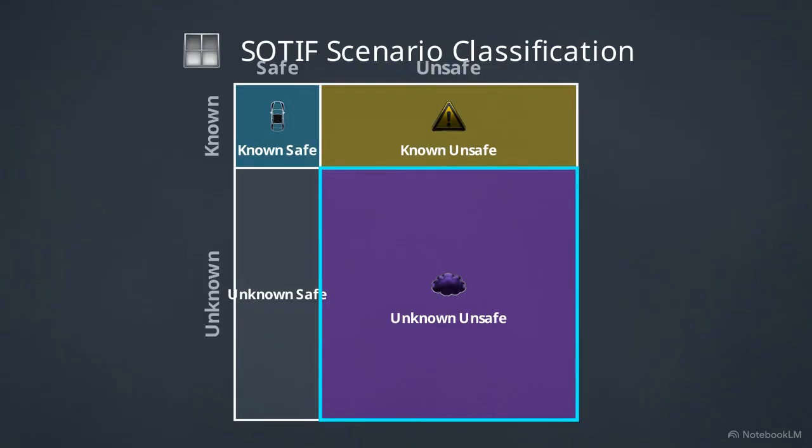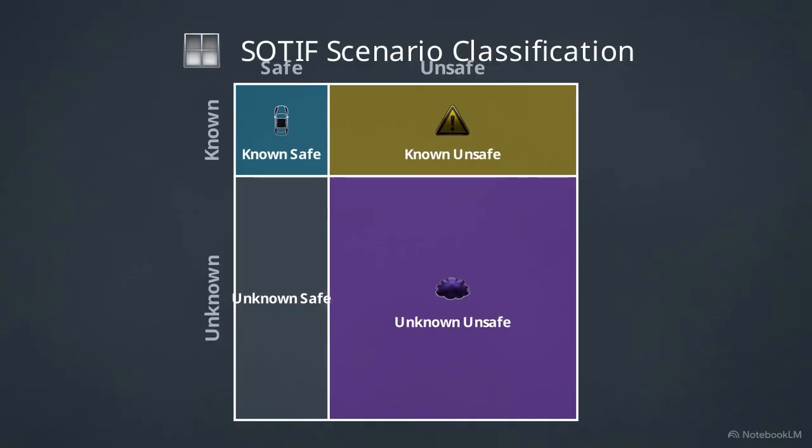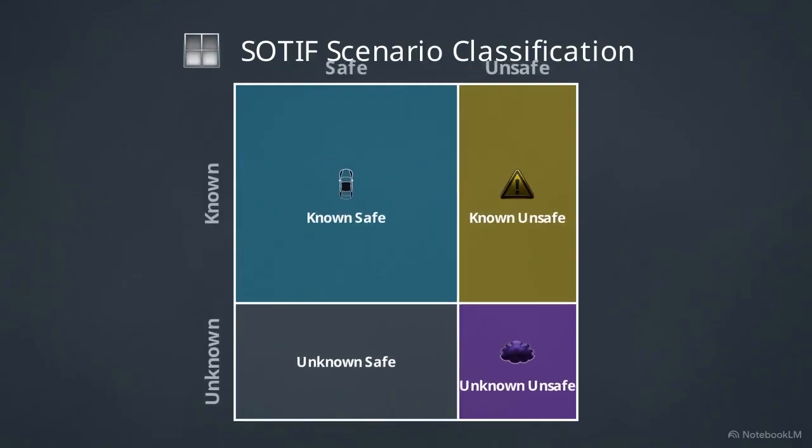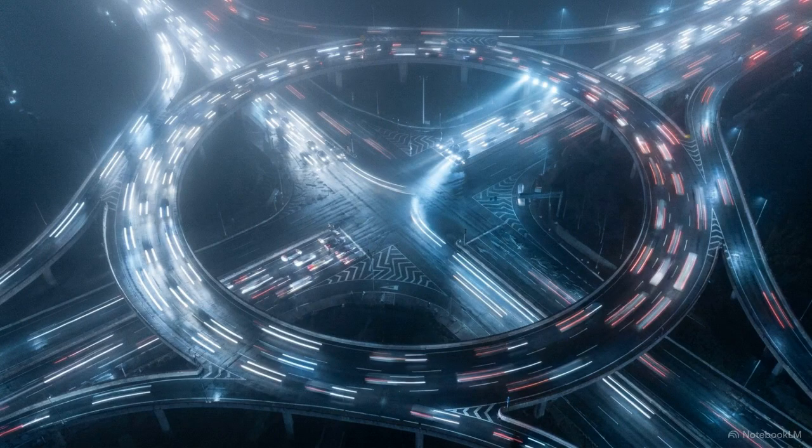The primary danger lies in the unknown unsafe. These are the variables developers didn't even know to look for, the strange, rare events that haven't been recorded in a lab. Clause 13 provides the process for identifying these unknowns. By capturing field data, engineers move hazards from the unknown into the known, eventually refining the software until those risks are neutralized. Safety is achieved through this constant loop of shrinking the unknown world into manageable, programmed data.